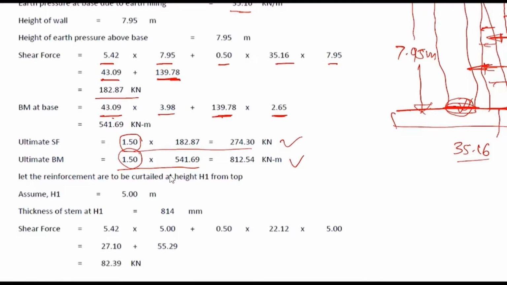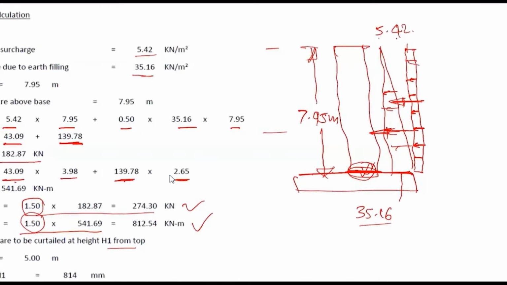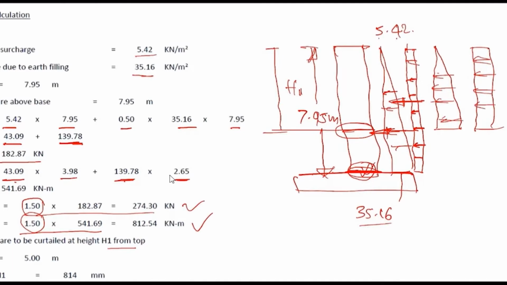Suppose the reinforcement is to be curtailed at height h1 from the top. Suppose we are curtailing the reinforcement from height h1. So we will have to calculate the bending moment here. In similar fashion, we can also calculate the bending moment here. This is the triangular distribution. That will be the rectangular distribution due to surcharge, triangular due to earth filling.